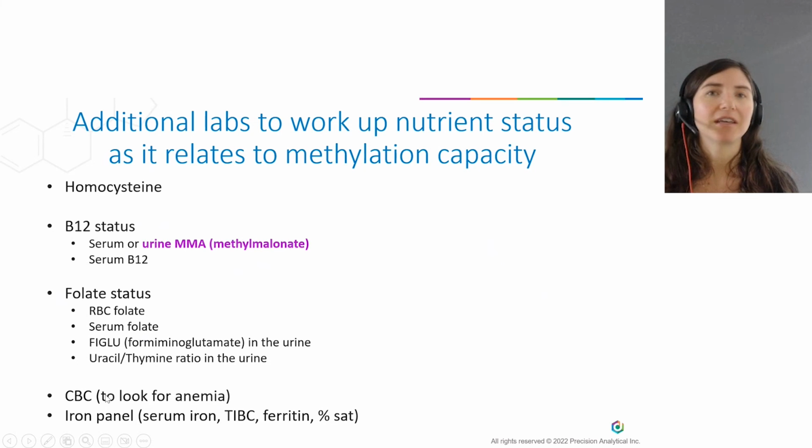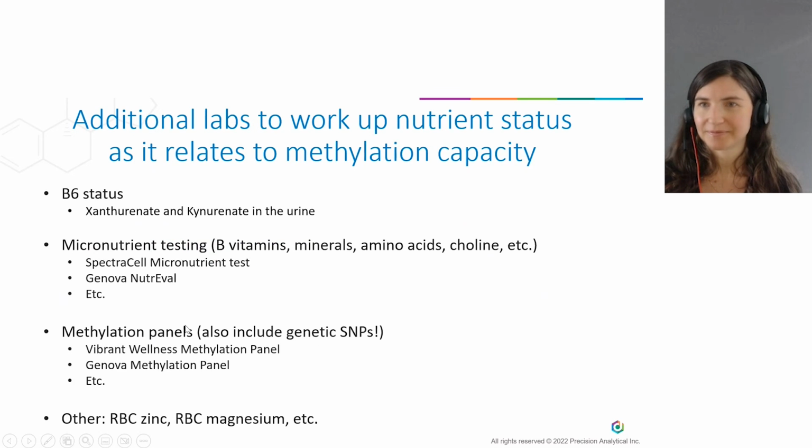We want to look at a CBC just to look for anemia. That could be important. If you're low in B12, you can have anemia. If you're low in iron, you can have anemia. It can be another marker, another way to try to understand the nutrient status of the person. And then an iron panel.